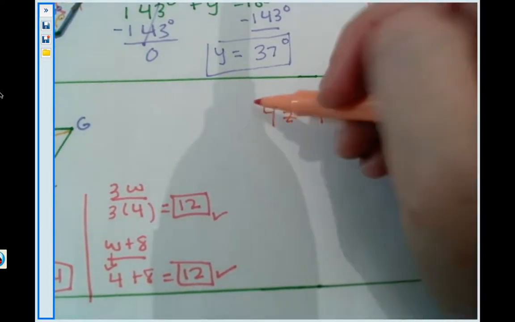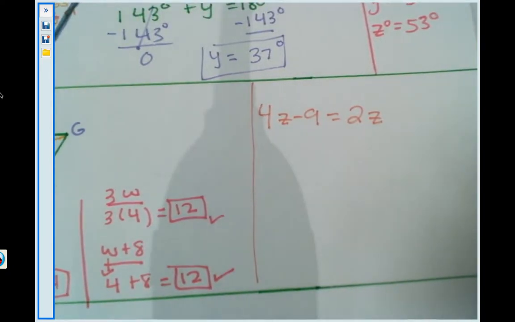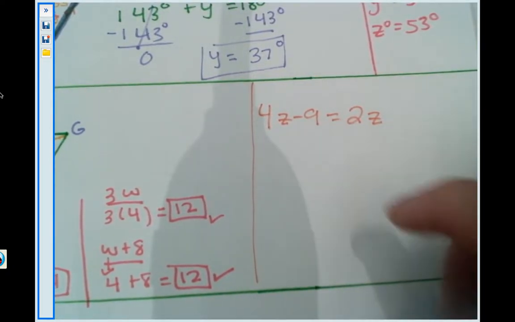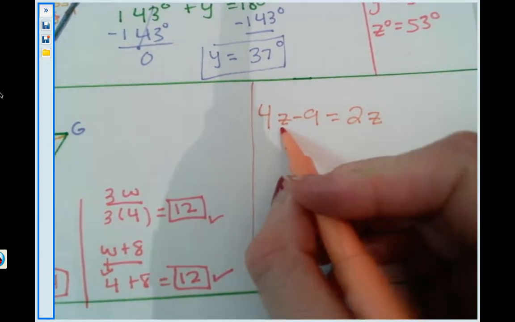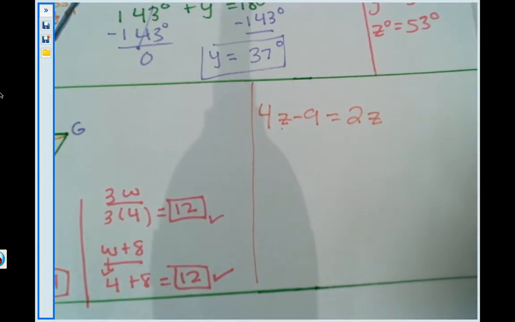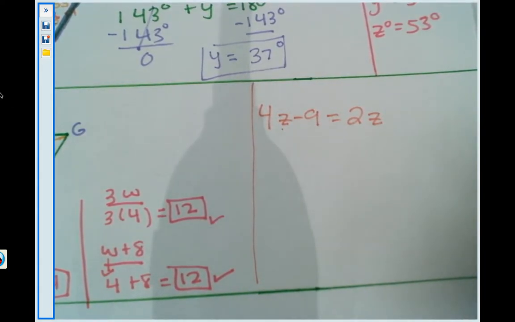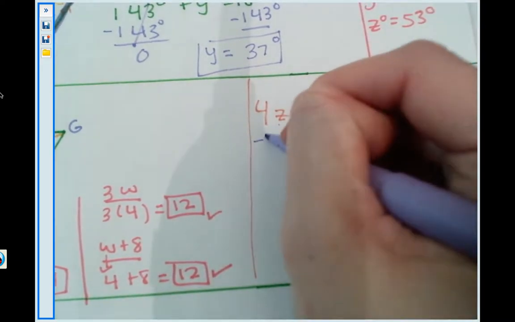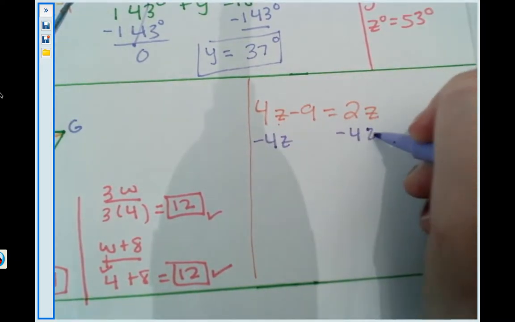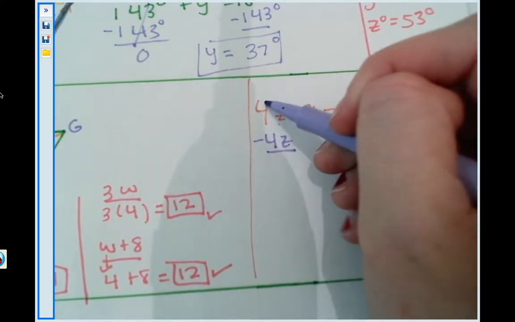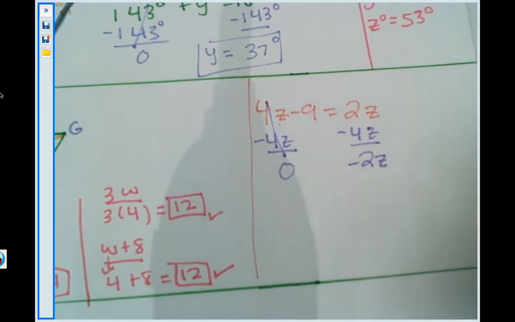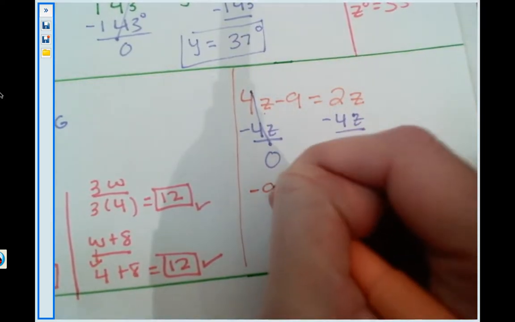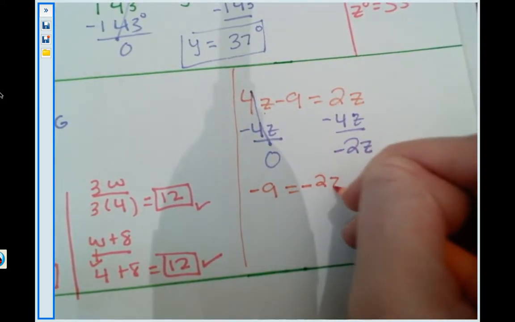Alright, so let's start solving this thing for Z. I need to bring my Z's together first, so I'm going to bring the 4Z to the other side. They're besties. They want to be together. So the way I bring 4Z to the other side is by subtracting it on both sides, which 4Z minus 4Z cancels out and turns to 0. 2Z minus 4Z is negative 2Z. So I'm currently left with negative 9 equals negative 2Z.